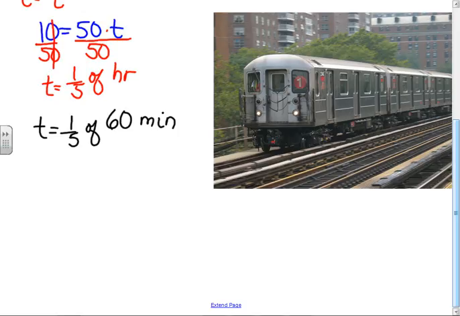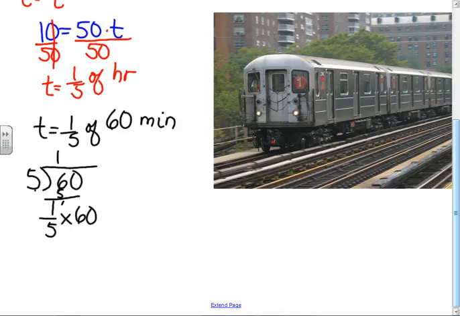Things are gonna burn. You divide 5 into 60. You can do a calculator if you want, or you could do 1/5 times 60. That will also work. Take me too long to get my calculator up. How many times does 5 go into 6? 1. I don't want any space here. 5 into 10 is 2. So T equals 12 minutes.